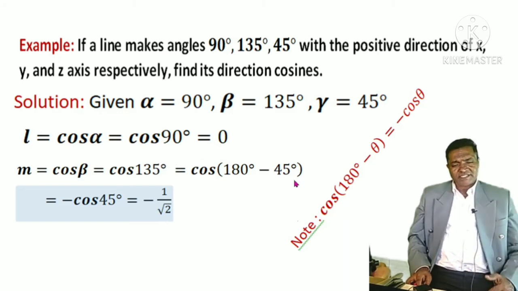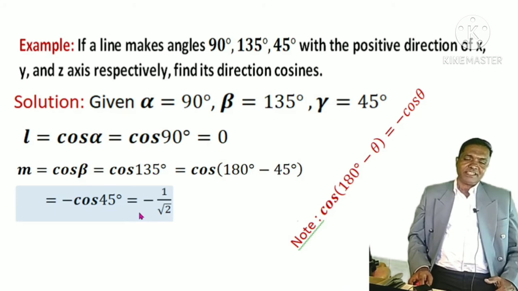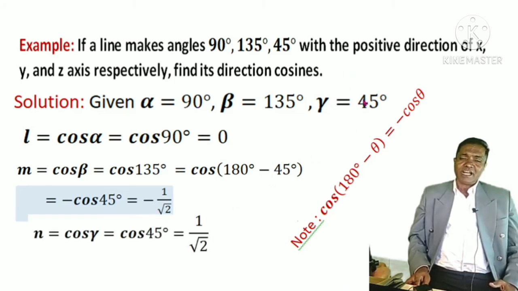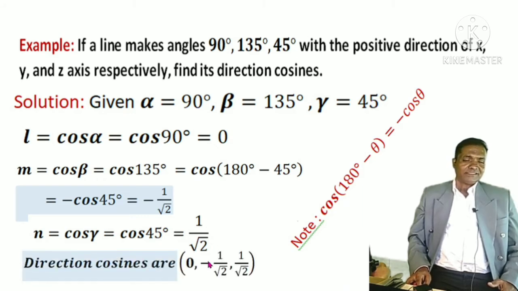So let's see here. Cos of 180 minus theta is minus cos theta, so the same thing you have to apply here. You can write this as minus cos 45 degrees, and minus, as it is, cos 45 degrees is 1 by root 2. And last but not the least, n is equal to cos gamma. So cos gamma is cos 45 and cos 45 is 1 by root 2. So these are the direction cosines: 0, minus 1 by root 2, 1 by root 2.